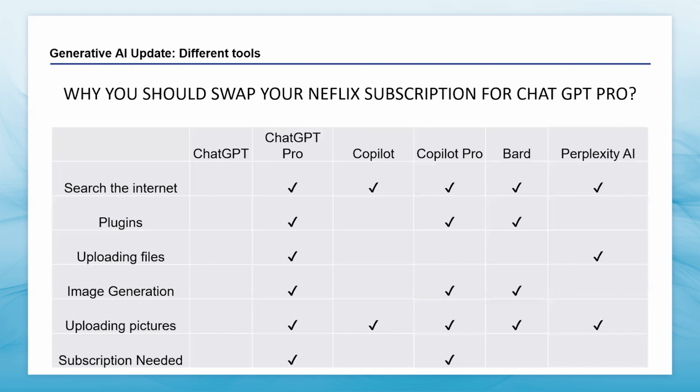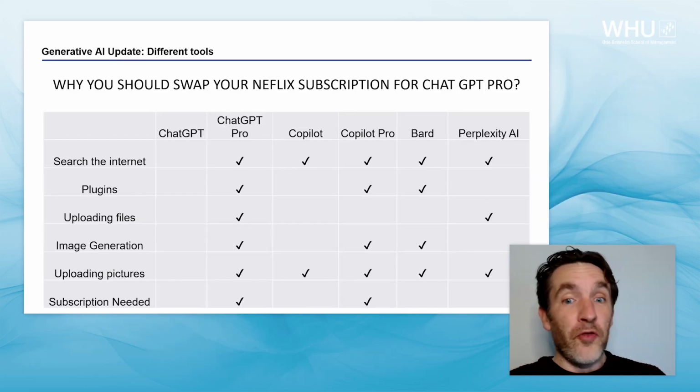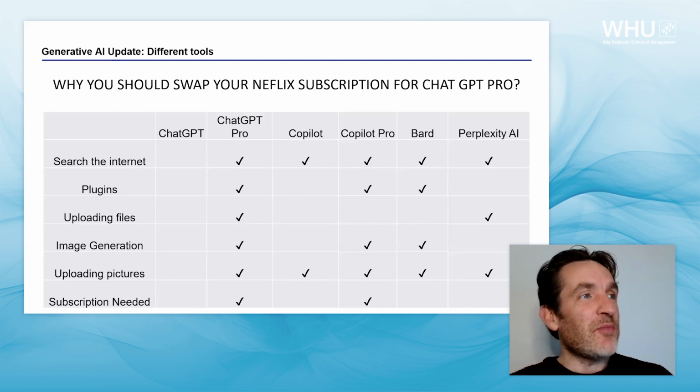I would say ChatGPT Pro, the subscription version of ChatGPT, is definitely still the most functional tool. If you ask me what is the best return on investment, I would say ChatGPT Pro is at the moment still the best tool.